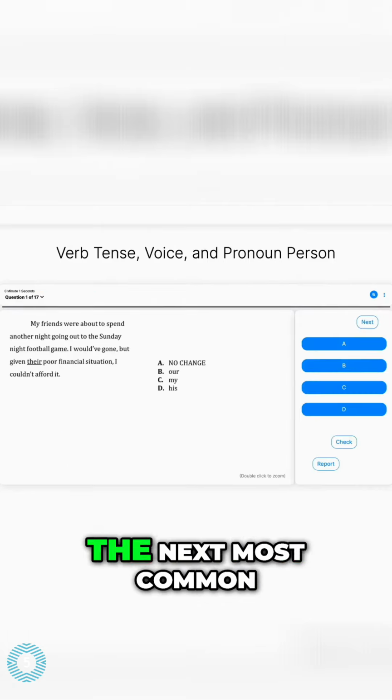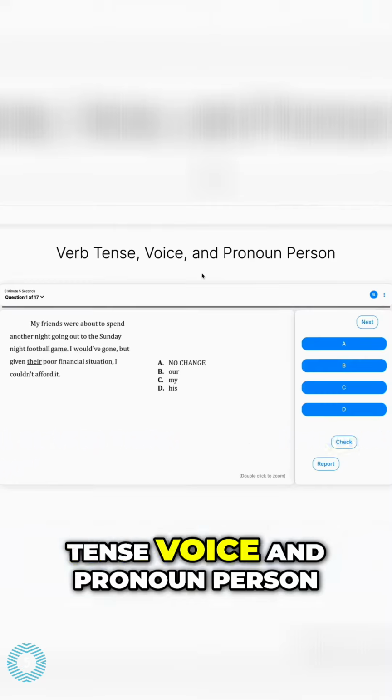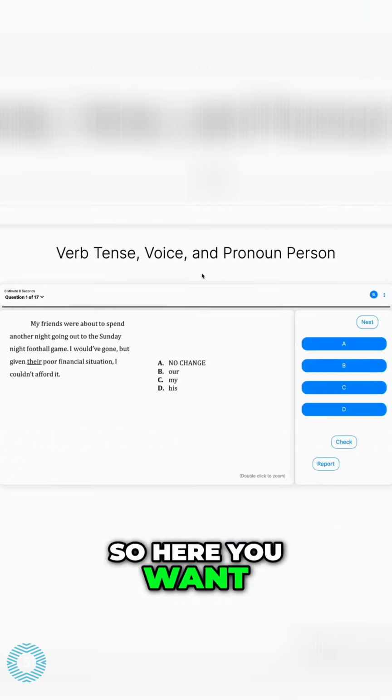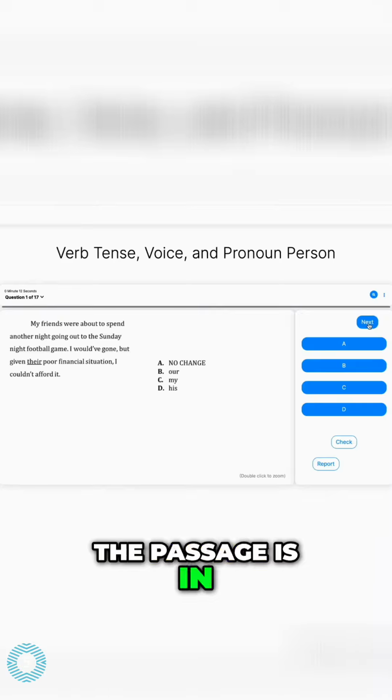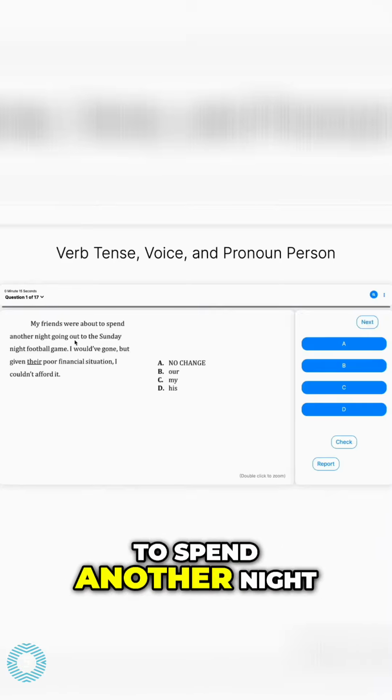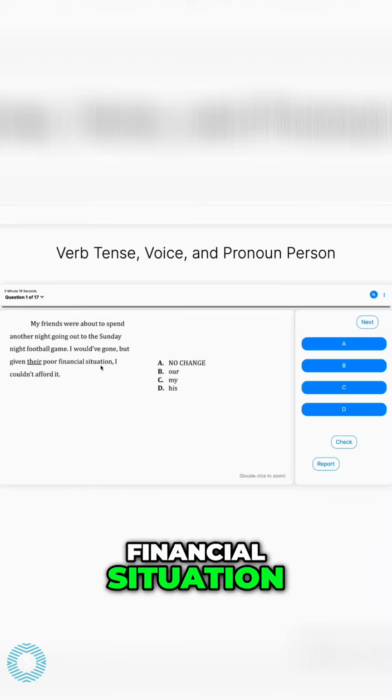All right. The next most common skill, which makes up almost 10% of the exam, is verb tense, voice, and pronoun person. Here you want to use the right pronoun given the context that the passage is in. For example: my friends were about to spend another night going out to the Sunday night football game. I would have gone, but given their poor financial situation, I couldn't afford it.